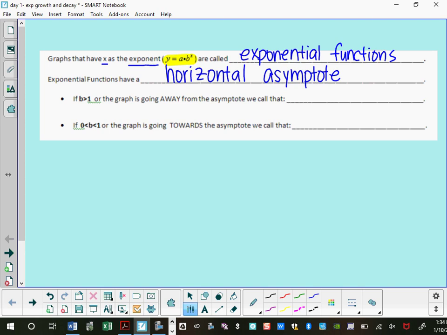All right, so if b is greater than 1, or if the graph is going away from the asymptote, we call that a growth. But if your b is greater than 0 but less than 1, or if the graph is going towards the asymptote, we call that a decay.